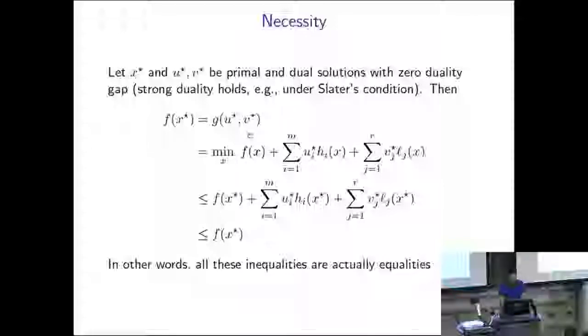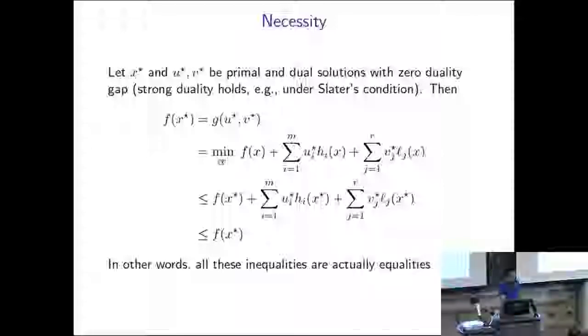by definition, g was equal to the minimum of the Lagrangian over all x evaluated at its argument. So here, u star, v star. So this is just writing out the definition of g. This is equal to the minimum over all x of f of x plus the sum of u star i h i plus the sum of v star j l j.